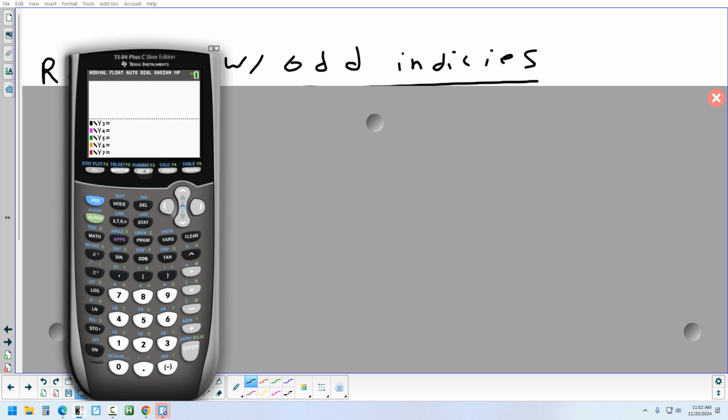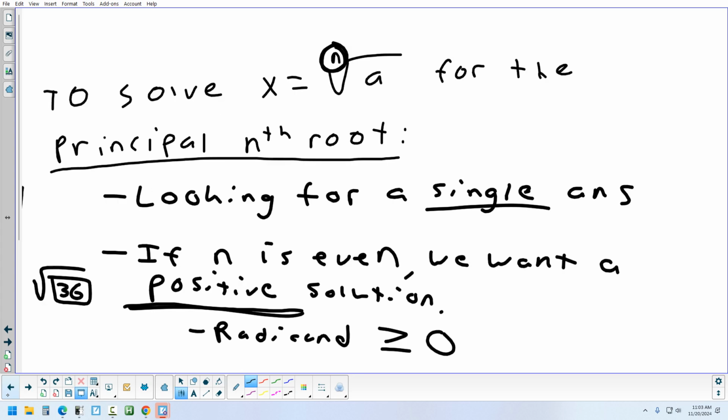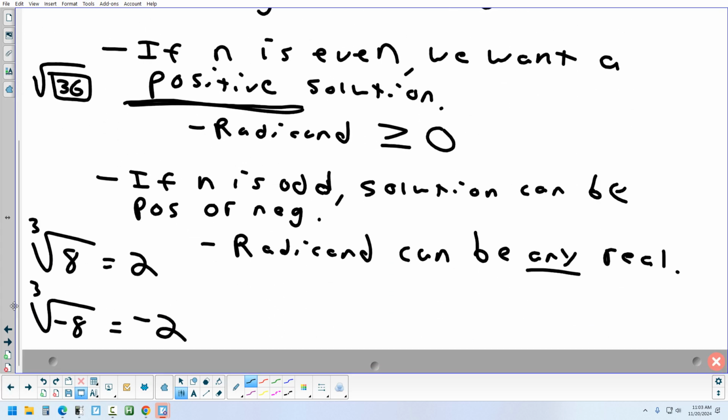Let's start with zoom 6. And I think you'll notice a very big difference right away. That's a cube root. What looks very different about odd roots? It goes into the negative section, right? We said the radicand for an odd root can be any real number. The radicand is your domain. It goes in both directions.